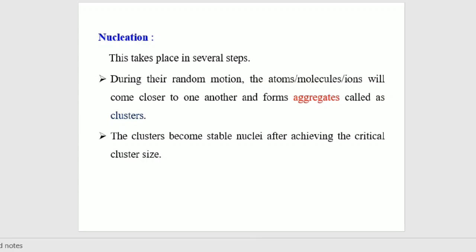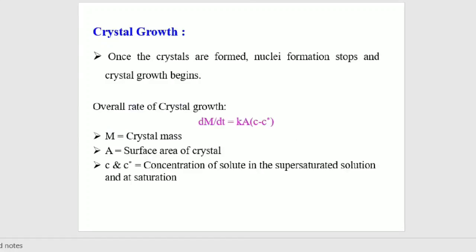Now nucleation. This takes place in several steps. During their random motion, the atoms and molecules will come close together and form aggregates. These are called clusters. These clusters become stable and form a critical cluster size. Now crystal formation will occur.